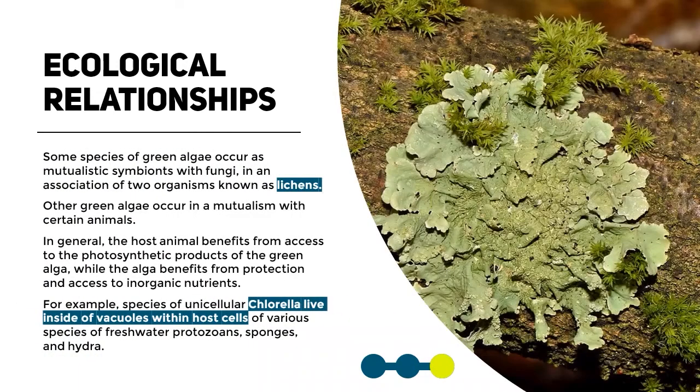Some species of green algae occur as mutualistic symbionts with fungi, in an association of two organisms known as lichens. Other green algae occur in a mutualism with certain animals. In general, the host animal benefits from access to the photosynthetic products of the green alga, while the alga benefits from protection and access to inorganic nutrients. For example, species of unicellular chlorella live inside of vacuoles within host cells of various species of freshwater protozoans, sponges, and hydra.